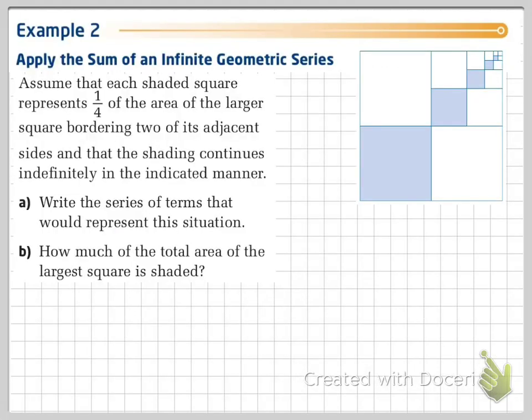Here we go with example 2. Apply the sum of an infinite geometric series. Assume that the shaded square represents 1/4 of the larger square, bordering two of its adjacent sides, and that the shading continues indefinitely in the manner indicated. The squares just keep getting smaller and smaller. Write the series of terms that would represent this situation. Okay, here's A.